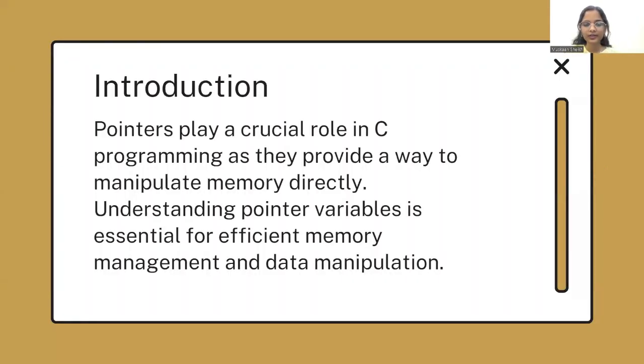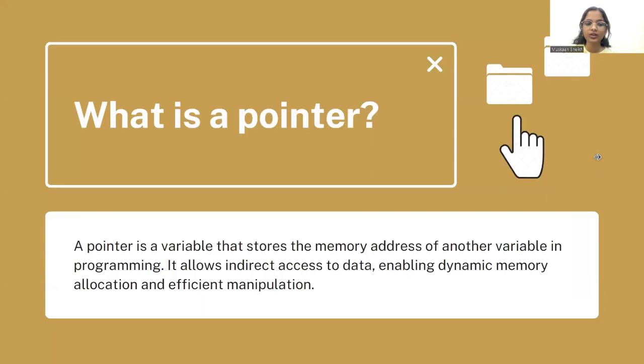Introduction. Pointers play a crucial role in C programming as they provide a way to manipulate memory directly. Understanding pointer variables is essential for efficient memory management and data manipulation. So what is a pointer? A pointer is a variable that stores the memory address of another variable in programming. It allows indirect access to data, enabling dynamic memory allocation and efficient manipulation.